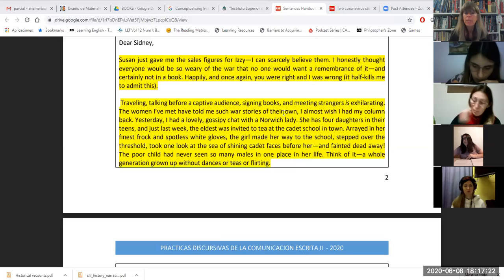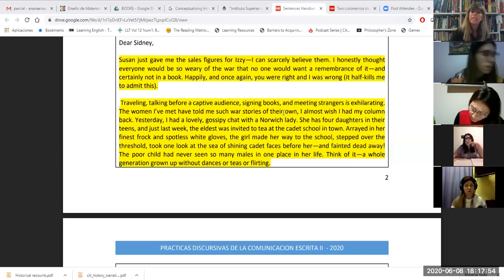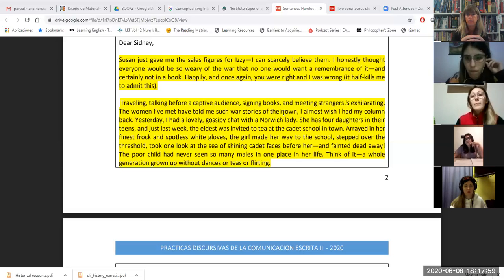Happily. Why? Because happily, what category is happily? Is it a noun? An adverb. It is an adverb, right? And once again, it's also an adverbial phrase. So these are adverbial phrases, right? They are not clauses. They are adverbial phrases that are modifying you were right. Happily, and once again, you were right. Okay. This is one thought, one idea.